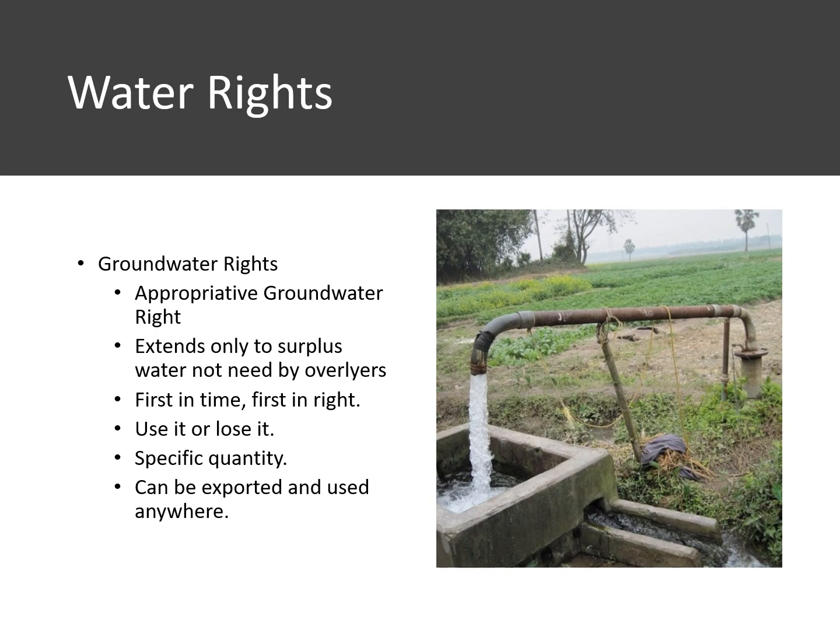A groundwater right's an appropriative water right, and it extends only to the surplus water not needed by overliers. So that's also first in time, first in right. You always use it or lose it as an appropriative groundwater right. If you stop using it, you're not going to have that right anymore, and that's for a specific quantity. Now, appropriative groundwater rights can be exported and used elsewhere. So that means you can pull from a long way away and maybe sell that water to someone else.